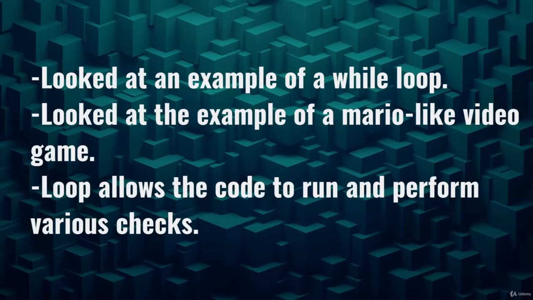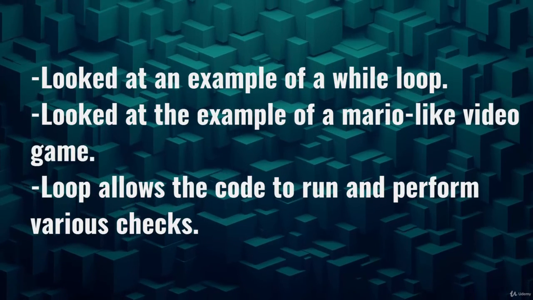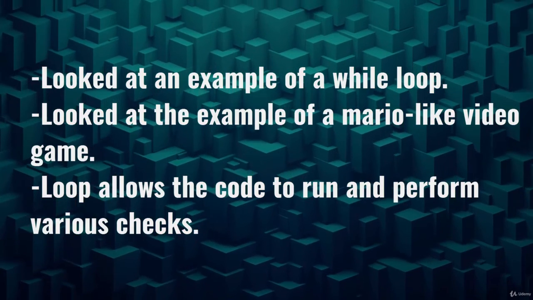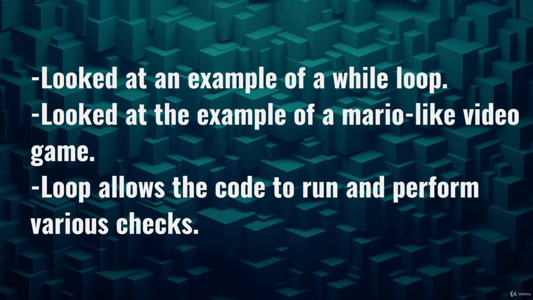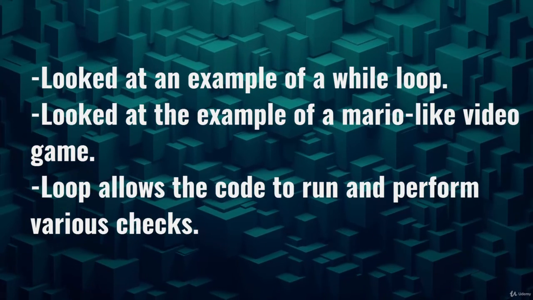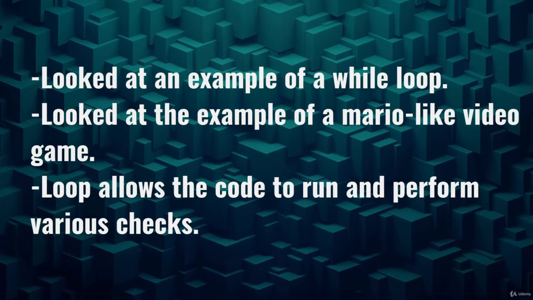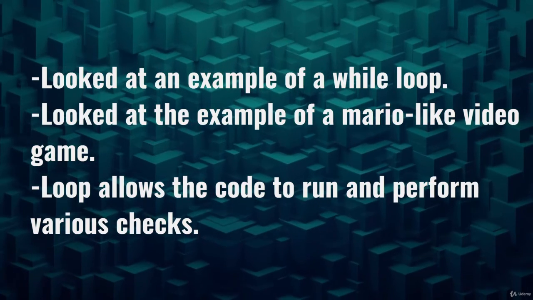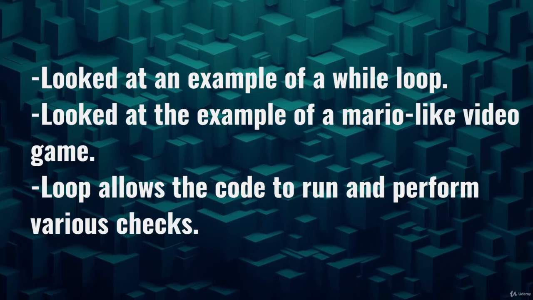Okay, so we looked at the example of a while loop with a video game feel to it. More specifically, we considered a Mario-like video game in which we have a player who's changing position and an enemy who's changing position, and when they touch, that's when you lose a life, and if you're out of lives, that's when you exit the loop and end the game. So this loop allows the code to run and perform various checks with each iteration, and that's what we call a game loop.